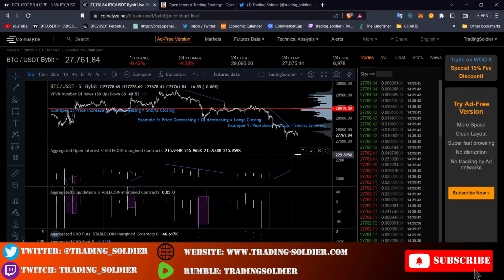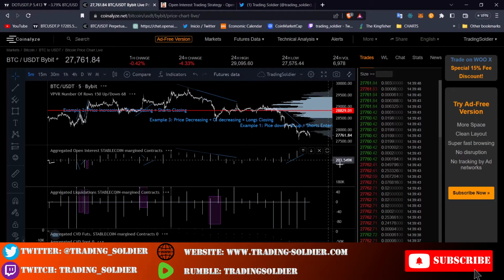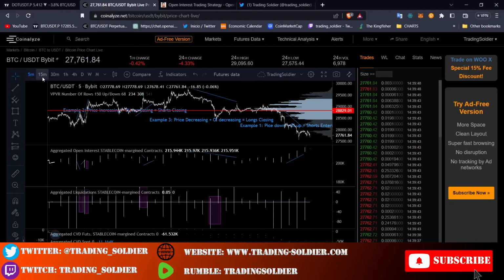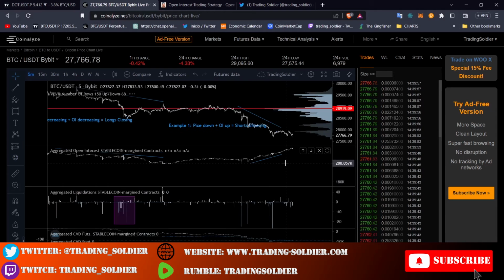So we are going to make a little bit. Oh, the chart broke here. I don't know why, the candles are appearing so bad here. Okay, now it's loading well.